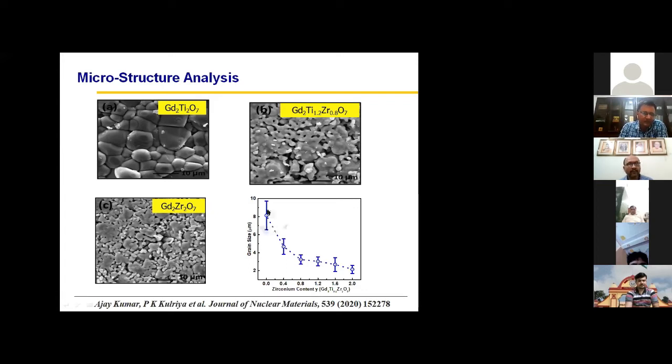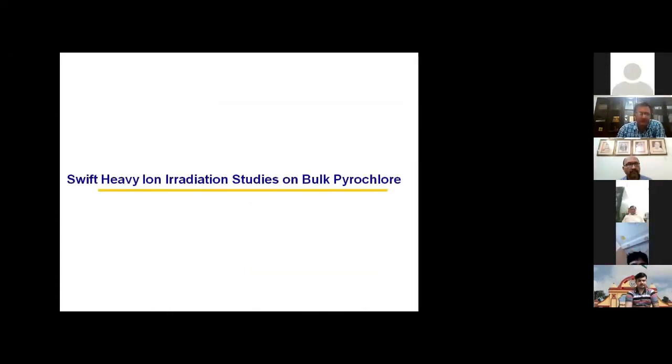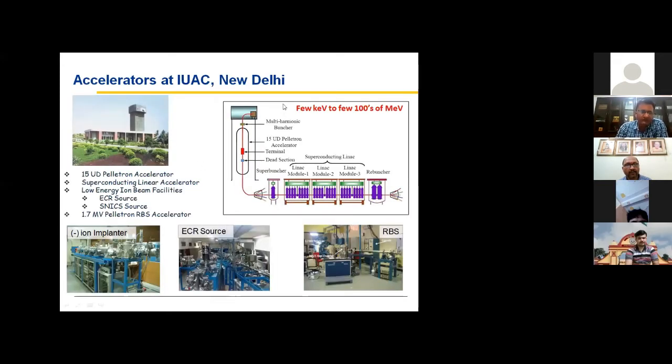But one thing is clear, we can say that when both samples' grain size is of the order of a micron, it doesn't matter whether it is 2 or 8 micron from the radiation point of view. So then we put this material in a particle accelerator, and we irradiated it. For that, the facility that we have used is IUAC. So there is a particle accelerator there.